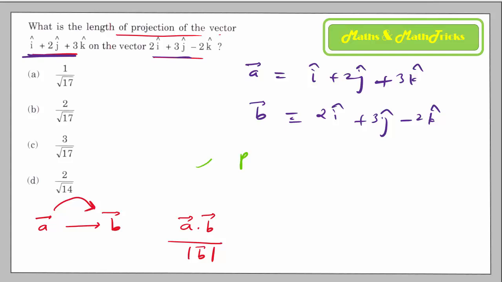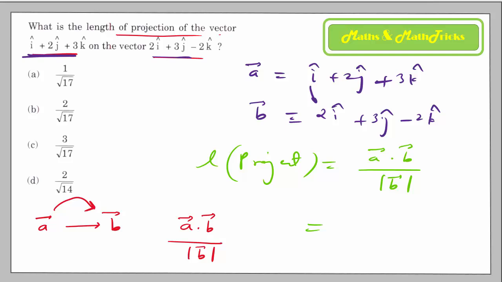Therefore, the length of projection formula is A dot B divided by magnitude of B. What would be A dot B? Perform the A dot B component-wise, because I dot J, I dot K is 0. Just I dot I is 1, J dot J is 1, K dot K is 1.